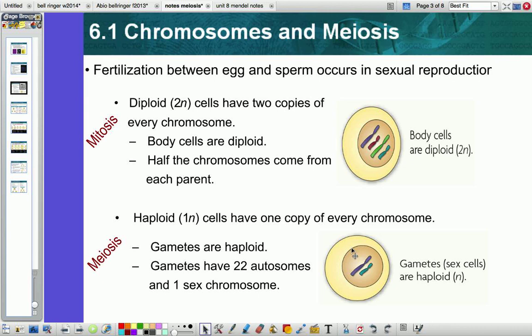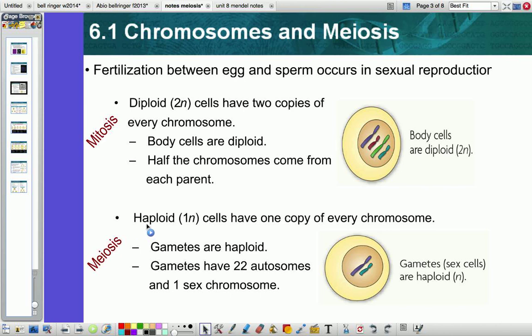You need to end up with 46 chromosomes. So in order to get the result of only 46 chromosomes, 23 will come from the egg and 23 will come from the sperm. That makes sense? Total fertilization, after the egg is fertilized, 46 chromosomes. Well, what we call that is a haploid cell. It has half the number.